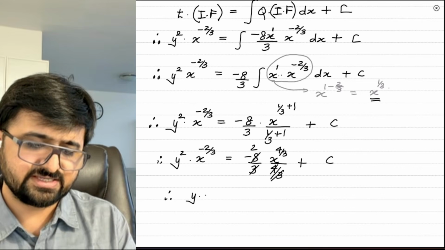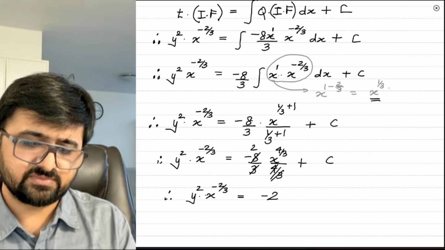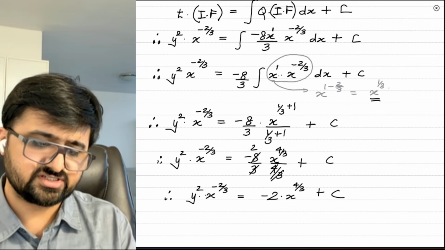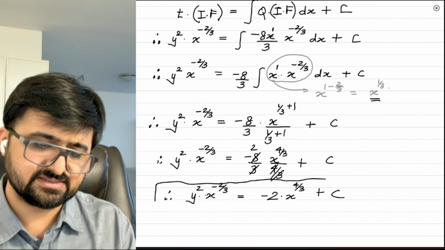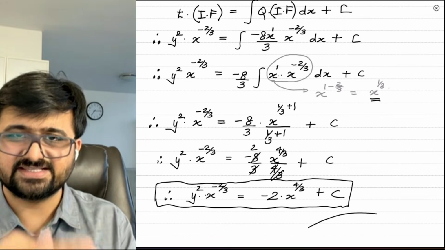Therefore you have y squared into x to the power minus 2 by 3 equal to minus 2 into x to the power 4 by 3 plus constant of integration c, and that is the solution that we are looking for. I hope that made sense.